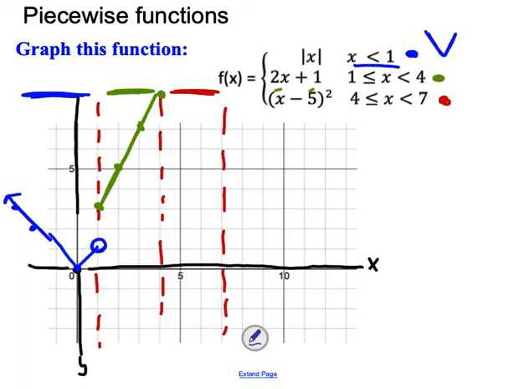We had an open dot there. All right, so looking up here, if x is greater than or equal to 1, on that green function, greater than or equal to would mean I color that in. And then if x is less than 4, that would tell me that up here at the boundary line of 4, when I went up 2 over 1, that would be open.